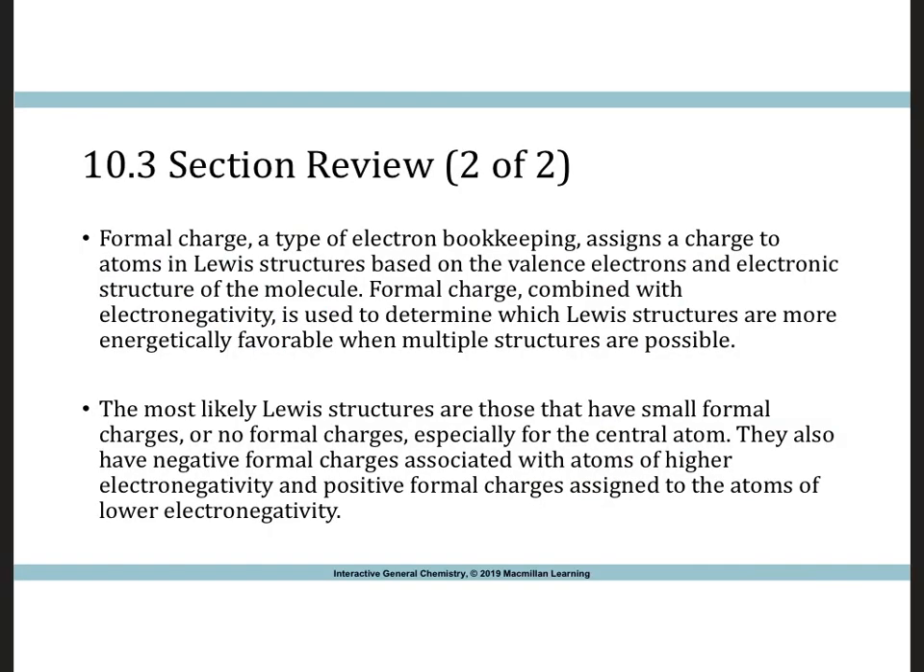As always, I'll leave you with the parting thoughts of the authors. Part 1 of this review can be found with the previous lecture on resonance.